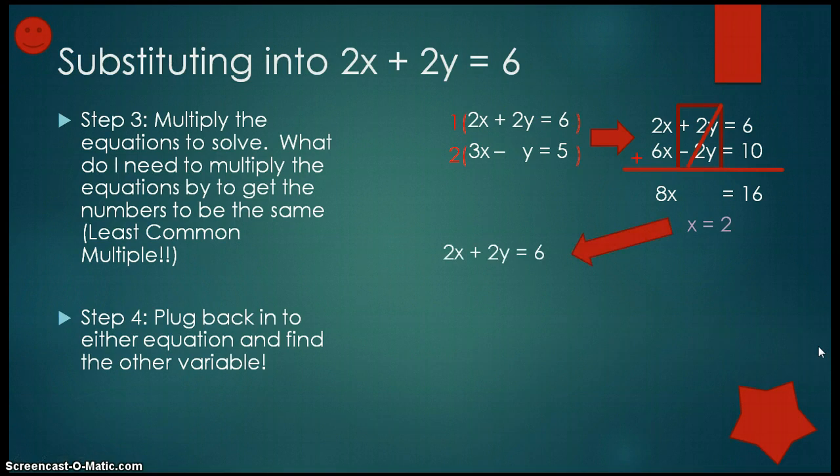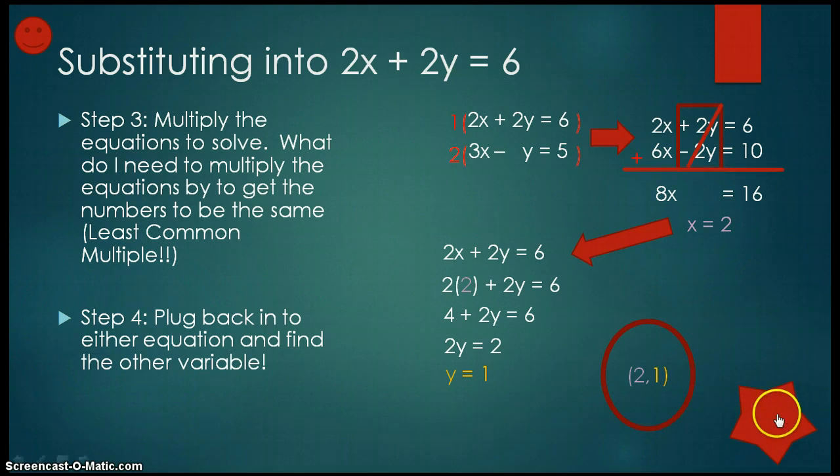We had x equals 2, so we're going to put 2 in for x. 2 times 2 gives us 4. If we subtract 4 from both sides, we have 2y equals 2, and then divide by 2 on both sides to get y equals 1. We want to write our answer as an ordered pair, so our answer here is 2, 1.